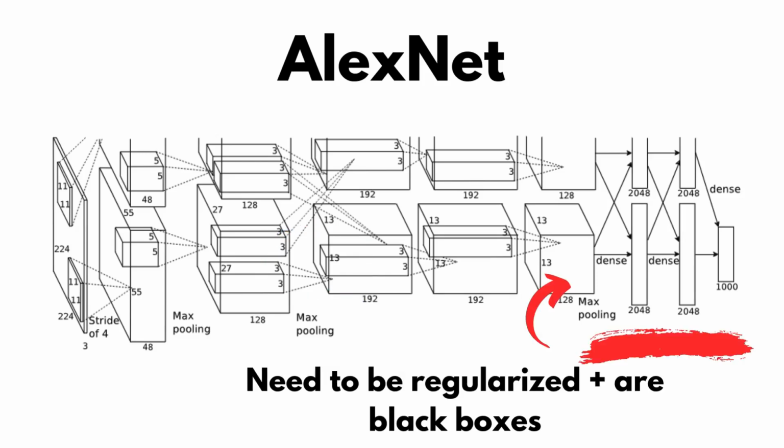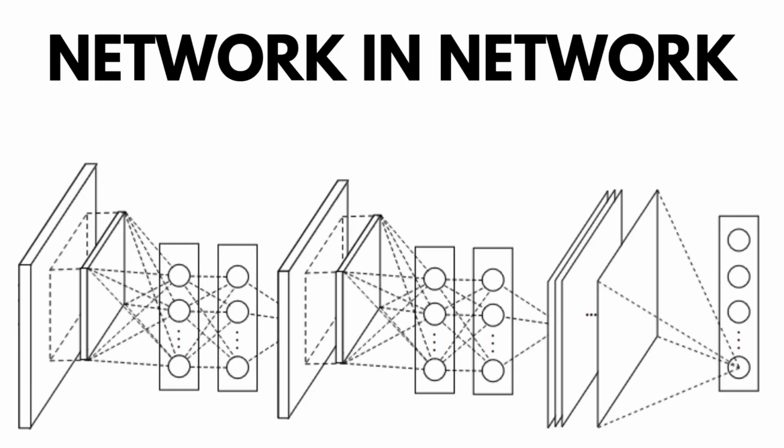The authors furthermore remarked that the final classification layers are like black boxes, and it's difficult to interpret why a category was selected. Also, they need regularization to not overfit. The authors therefore propose an alternative architecture addressing these two main points of concern.